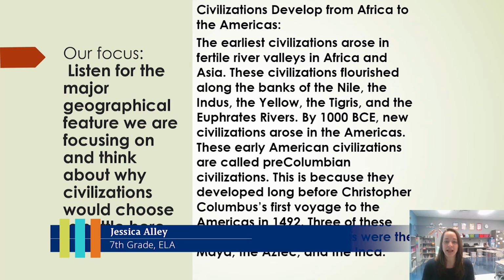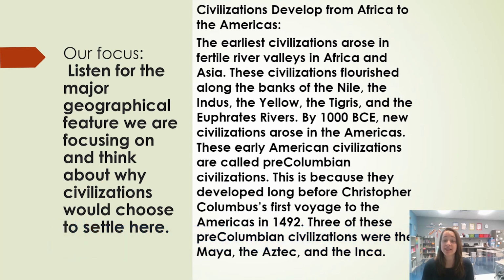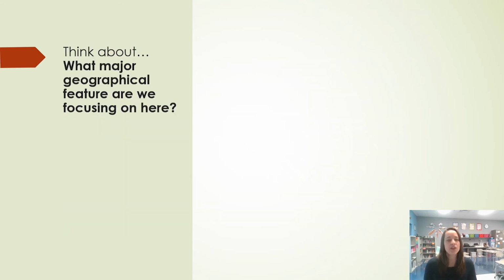Civilizations develop from Africa to the Americas. The earliest civilizations arose in fertile river valleys in Africa and Asia. These civilizations flourished along the banks of the Nile, the Indus, the Yellow, the Tigris, and the Euphrates rivers. By 1000 BCE, new civilizations arose in the Americas. These early American civilizations are called pre-Columbian civilizations. This is because they developed long before Christopher Columbus's first voyage to the Americas in 1492. Three of these pre-Columbian civilizations were the Maya, the Aztec, and the Inca. So what major geographical feature are we focusing on here?